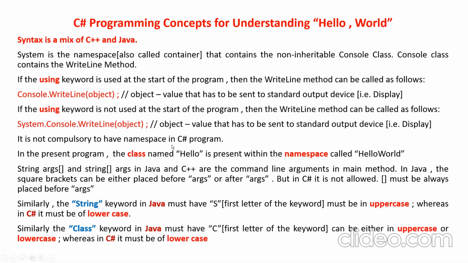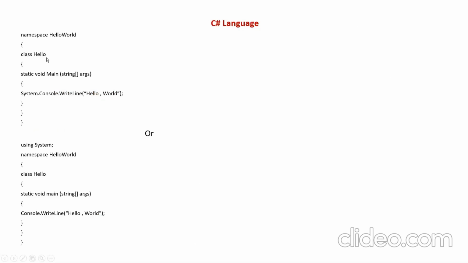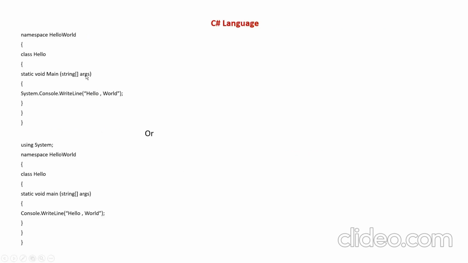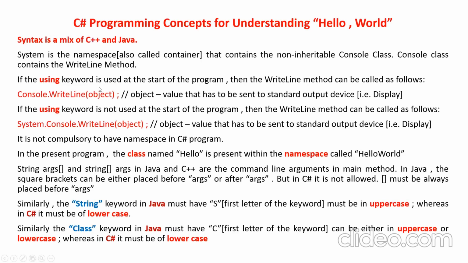Next, the name of the class is Hello, and the name of the namespace within which the class is present is HelloWorld. The string args in Java is for command line arguments. Here this is the command line argument for C# programs. String args is the same, but there are slight differences between these two.